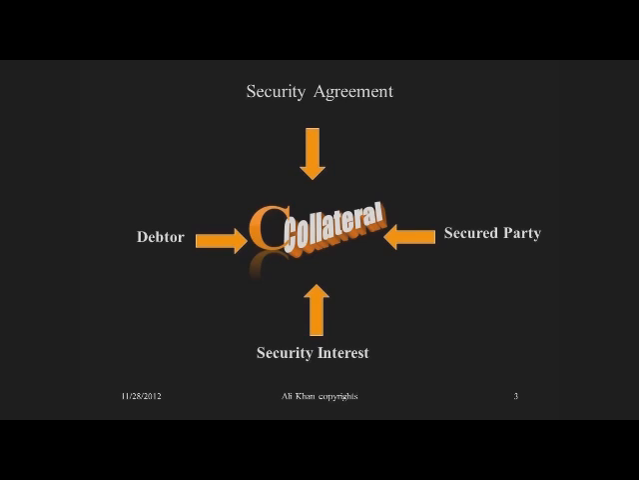Collateral is property subject to security interest. Security agreement creates security interest. Debtor is the one who creates the security interest in his property. Secured party is someone in whose favor the security interest is created. So you see, all the major characters are defined in terms of security interest. And therefore, you've got to have the definition of security interest and the concept of security interest very clear to you. As I've mentioned, the security interest, in my view, is a contingent property right.